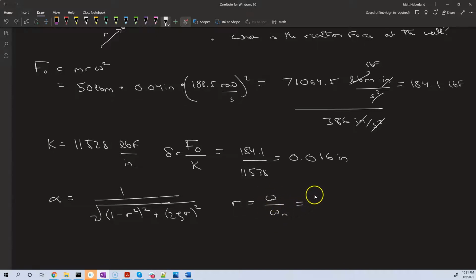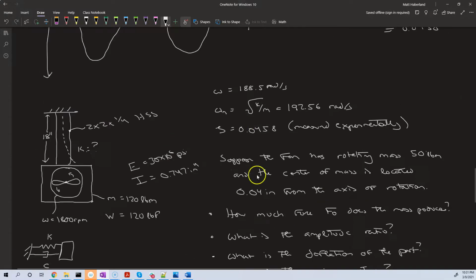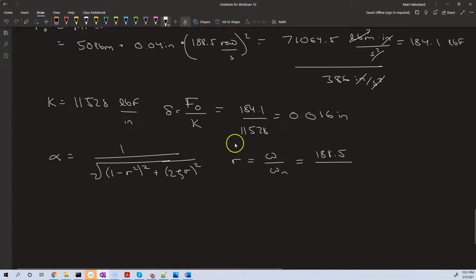So our R is very close to 1. We have 188.5 divided by our natural frequency, 192.56. So our R was around 0.979. When it's close to 1, what happens when this is 1?